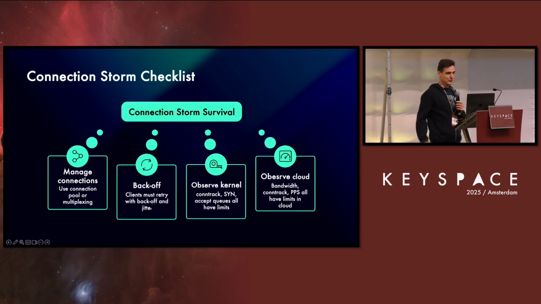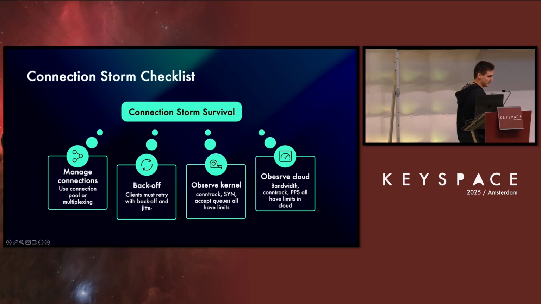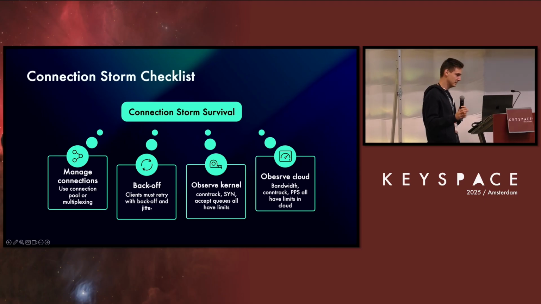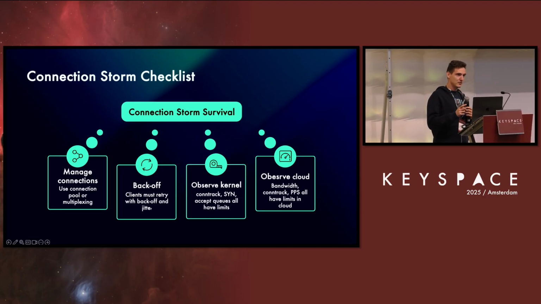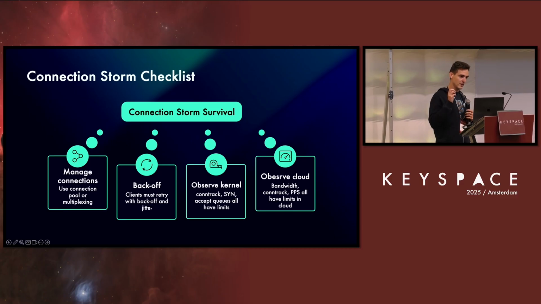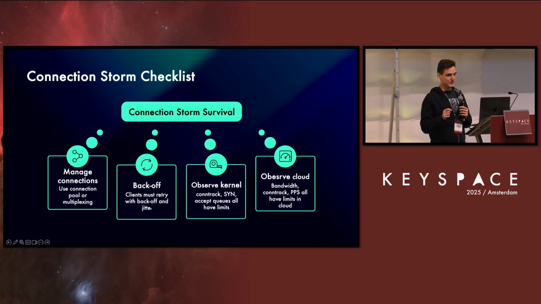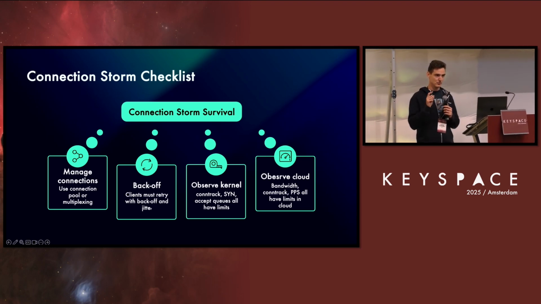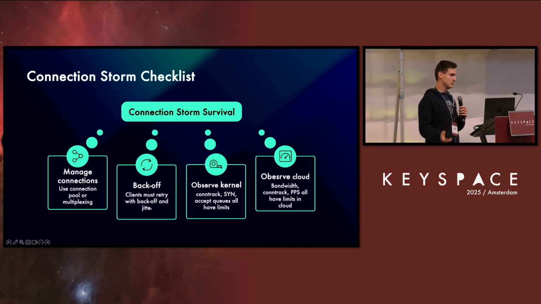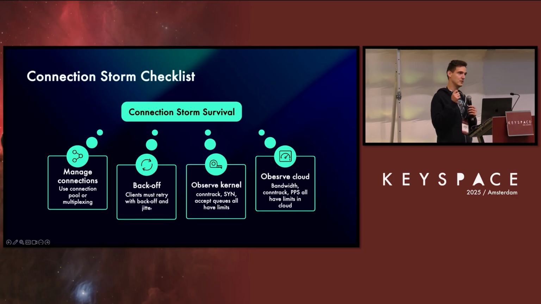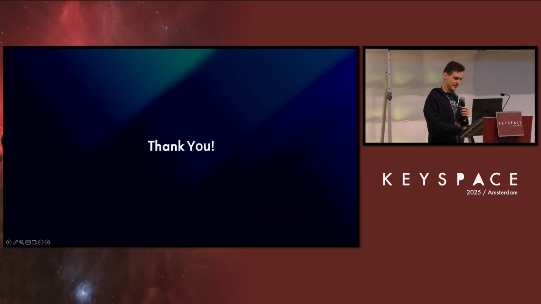So to summarize, if you want to survive a connection storm, there are four things to remember. First of all, make clients manage connections. Use connection pools or multiplexing. Second, use backoff strategies, exponential backoff with jitter. Third, observe kernel metrics. Observing Valkey metrics is very useful and important, but in some cases not enough. And the last thing, if you deploy in the cloud and not on premises, remember that cloud providers put additional limits on the network, and you should be aware of them and monitor them. Thank you very much.